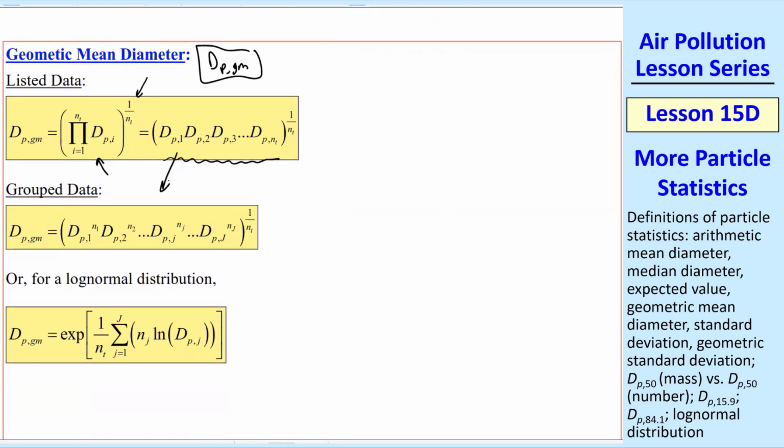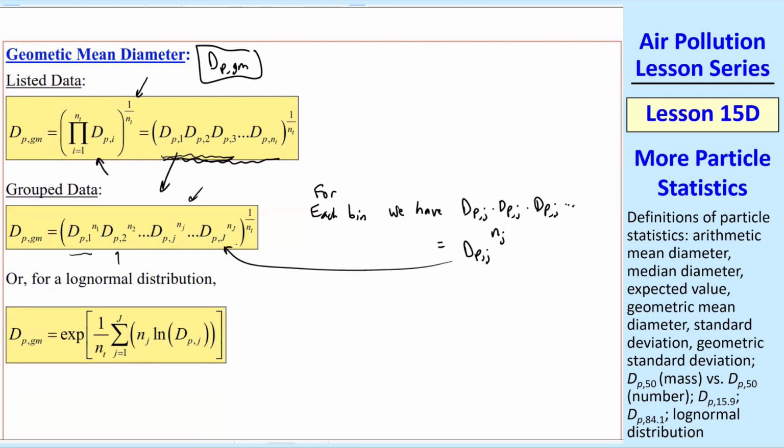So for listed data, we just put in all our diameters, multiply them all together, and then raise that to the 1 over NT. Again, we translate this to group data using our approximation that all particles in the bin have the diameter DPJ. For example, if, say, the first 3 particles here are in bin 1, we'd take that first bin with the diameter DP1 in the middle and raise it to exponent N1, which in our little example would be 3. And then we move to the next bin, and you just keep doing that. So this is how we get group data with the same equation. In other words, for each bin, we have DPJ times DPJ times DPJ, NJ times, or DPJ to the NJ. Then we multiply that for each bin and then raise the whole thing to 1 over NT.